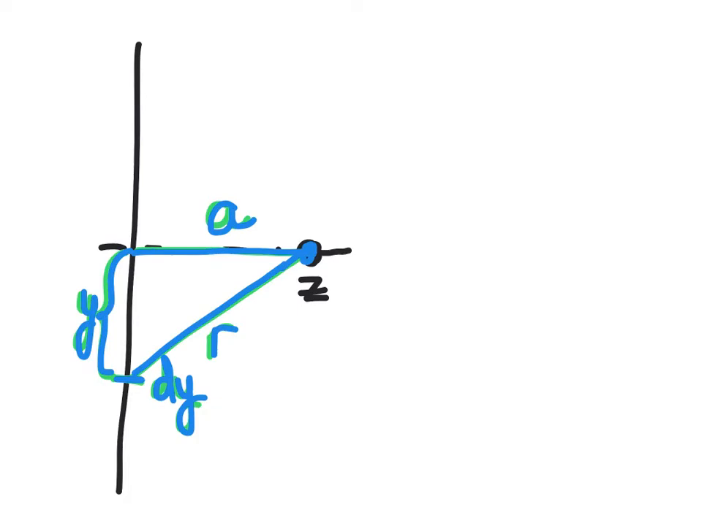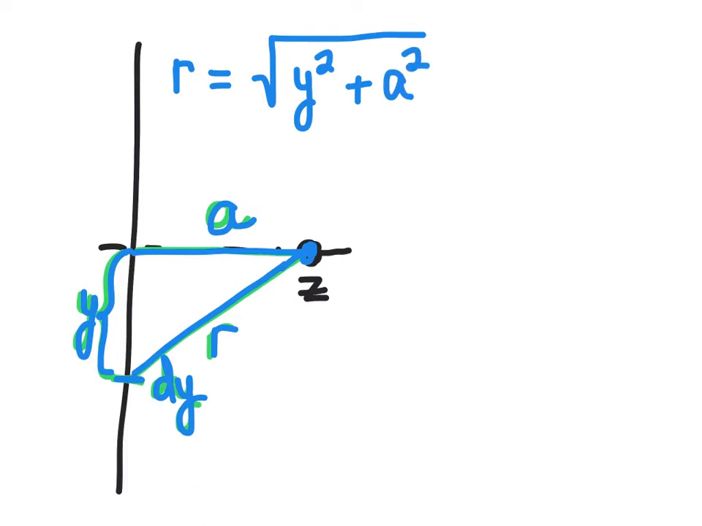Well, a should be constant, right? That's not going to change. So what I'm going to do here is put all these things in terms of y, just to make them a little bit easier to use. The first thing I'm going to write is an expression for r, in terms of y and a. It's the square root of y squared plus a squared, just a simple Pythagorean equation there.